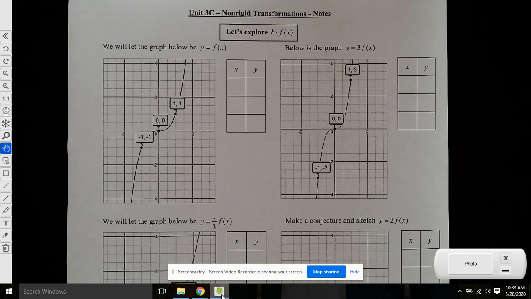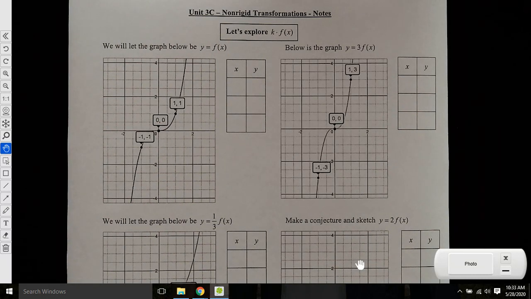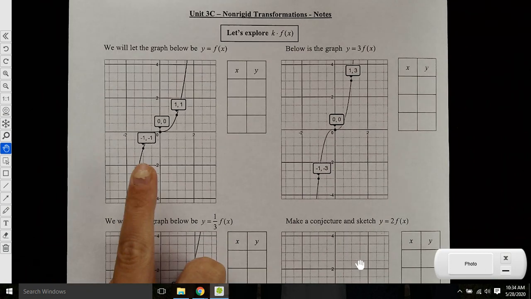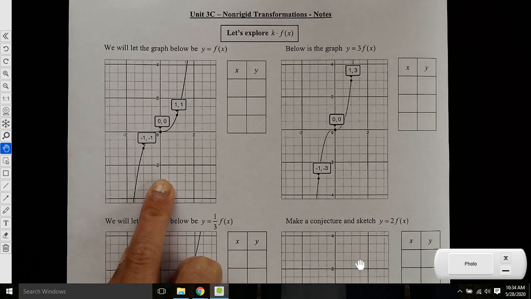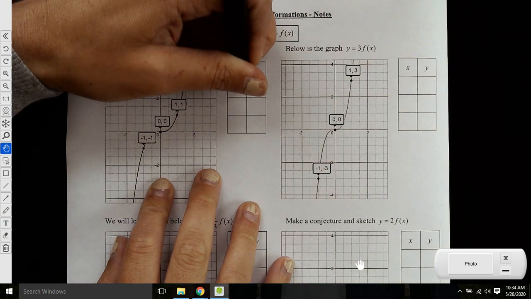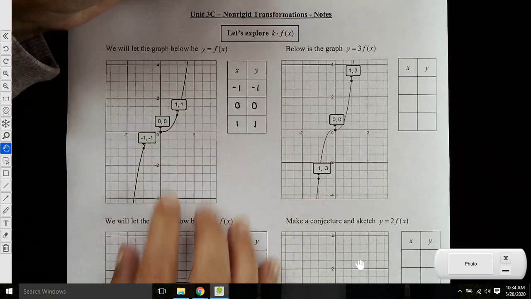Hi guys! In this video we are going to go over our first non-rigid transformation. So we're looking at k times f of x. You take your original function, which is shown right here. This is the original function we're working with for this one, and it happens to be a cubic function. But all I'm going to focus on are the 3 points that are noted: -1, -1, 0, 0, and 1, 1.